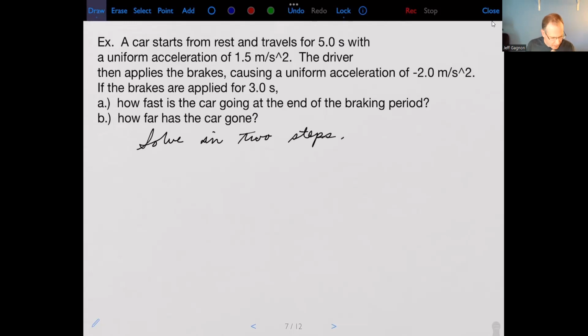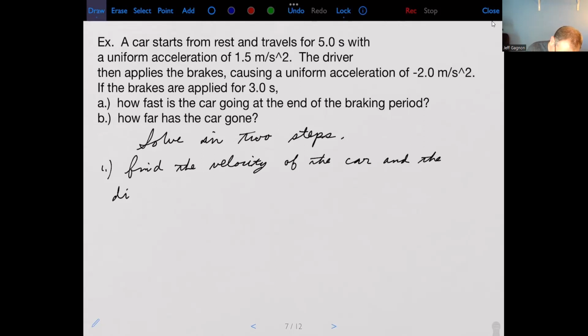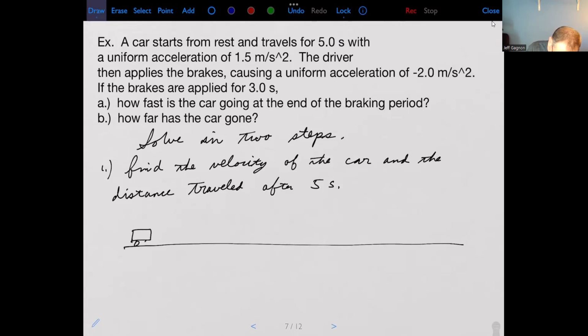Kind of have to break this problem up, right? So the first thing we're going to do is find the velocity of the car and the distance traveled after traveling 5 seconds. Okay, so if you want, you can even draw a picture here, right? So the car is at rest. It's going to have an acceleration to the right. So AX is going to be 1.5 meters per second squared.